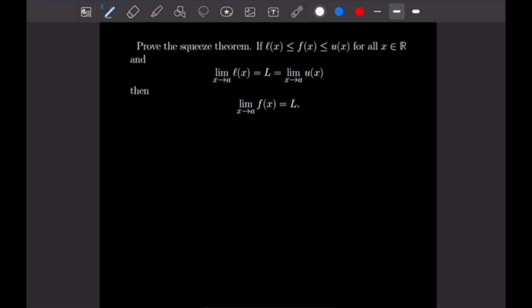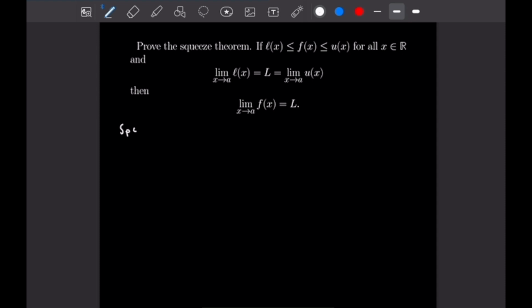All right, so our last proof for this video is going to be the proof of the squeeze theorem. So here's the setup for the squeeze theorem. We have L of x is less than or equal to f of x, which is less than or equal to u of x for all x in R. And then we have the following limits. We have that the limit as x goes to a of L of x is equal to L, which is equal to the limit as x goes to a of u of x, and we want to use that to show that the limit as x goes to a of f of x is equal to L. So let's start the proof.